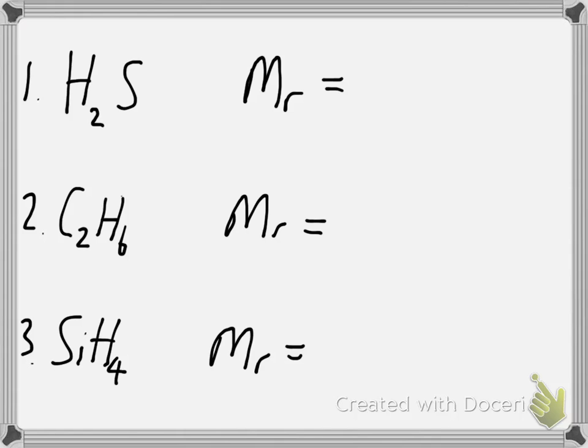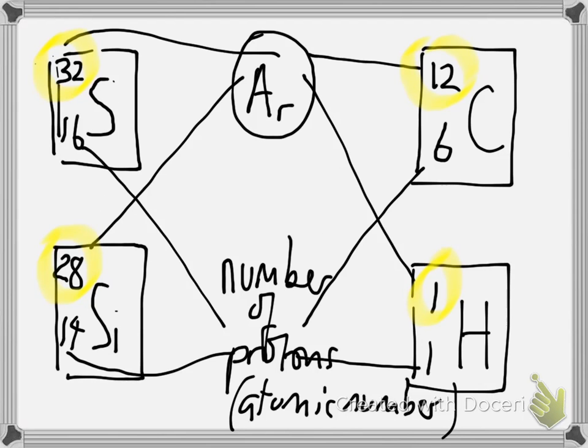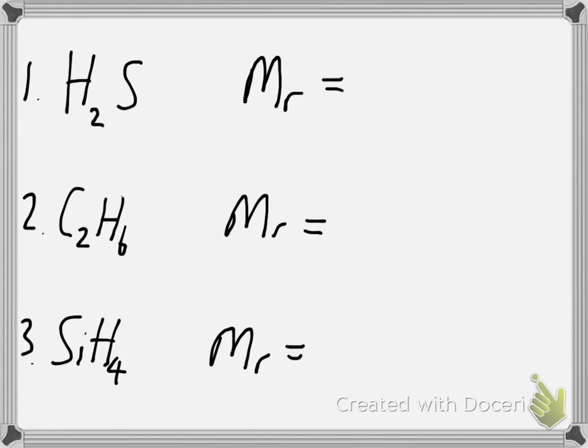We'll look at the top one, H2S. We've got 2 hydrogen atoms and 1 sulfur atom. Let's go back. We can see that sulfur has an AR of 32 and hydrogen has an AR of 1. So therefore, if we've got 2 hydrogens, 1 plus 1 plus 32, that has an MR equal to 34. The MR of H2S is 34, and the reason is because it's made up of 1 sulfur and 2 hydrogens.